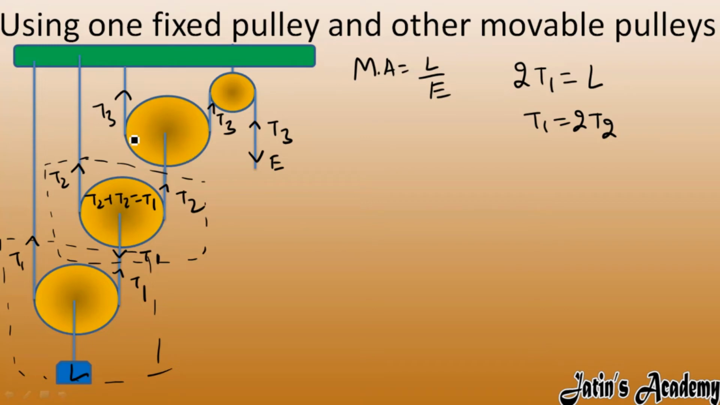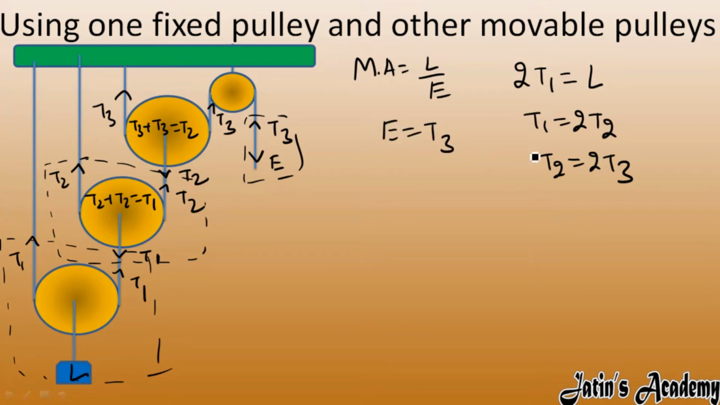Now let's see the third pulley. For this pulley, the tension is acting in the downward direction. So here two tensions are in the upward direction, that is T3 and T3, and one force is acting in the downward direction, that is T2. So here we got T2 as 2 times T3. Clear this part? After that, for a single fixed pulley, effort and tension balance each other. So here effort is equal to T3.